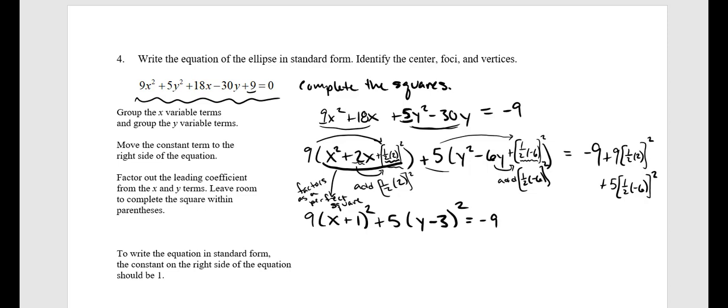We have -9 plus, looks like this stuff is 9 times 1, so those cancel, plus 5 times 1/2 of -6, which is -3, squared. -3 squared is 9. It looks like we have 9 times (x plus 1) squared plus 5 times (y minus 3) squared equals 45. And now we're almost home free.